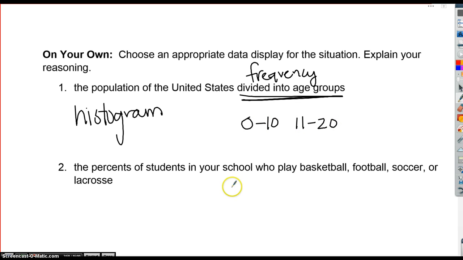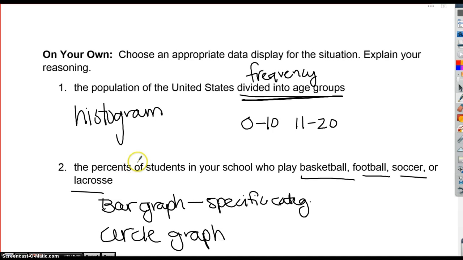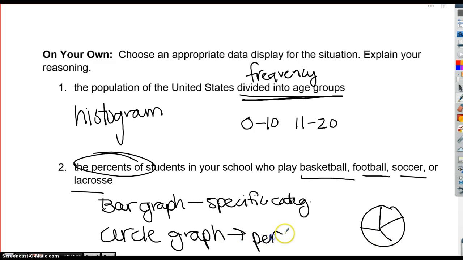The percents of students in your school who play basketball, football, soccer, or lacrosse. Now, I can see this in 2 ways. I can see this as a bar graph because you are comparing something, and that's what a bar graph does. This is the specific categories. So your specific categories are basketball, football, soccer, or lacrosse. I could also see a circle graph here because it says the percents, okay? So you could easily divide this up into the percents of people who play each of these sports. So either one of those examples would be fine.